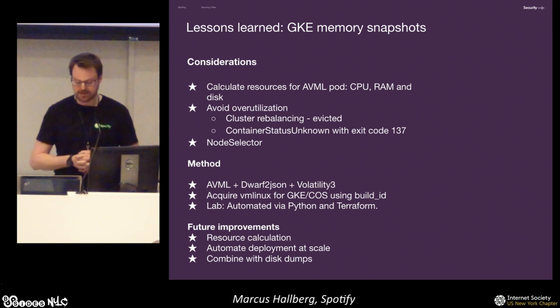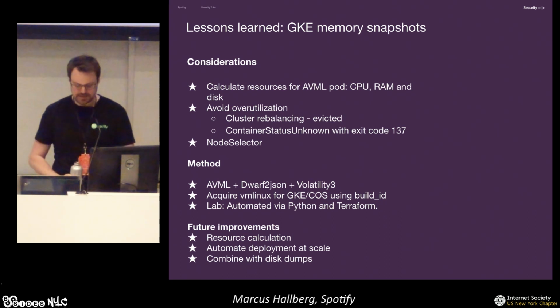We also mentioned the public-facing API, although not documented, where you can acquire the vmlinux file if you know the build ID of the COS that is running on your GKE node. And again, in this lab I was using Python and Terraform. There are endless ways to implement this using your own coding language, whatever you feel is applicable, as long as you combine these three open source tools.